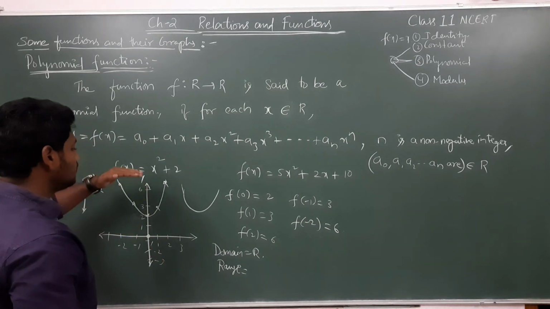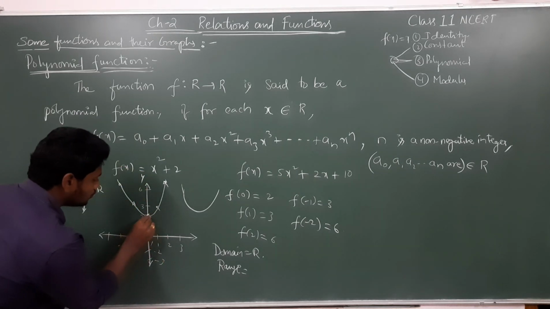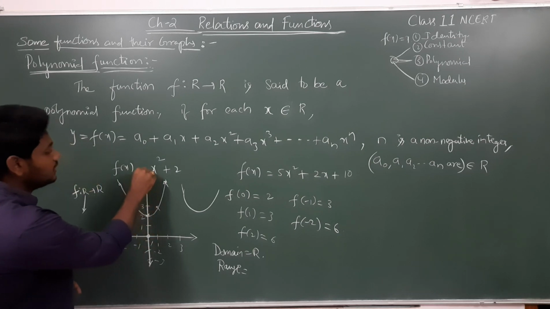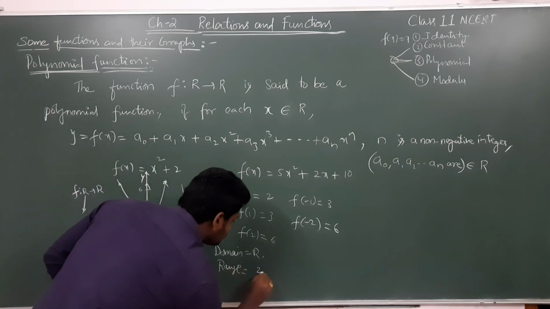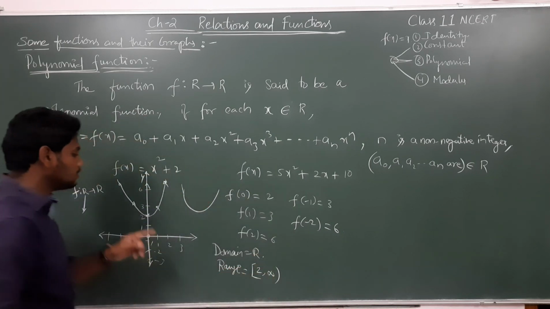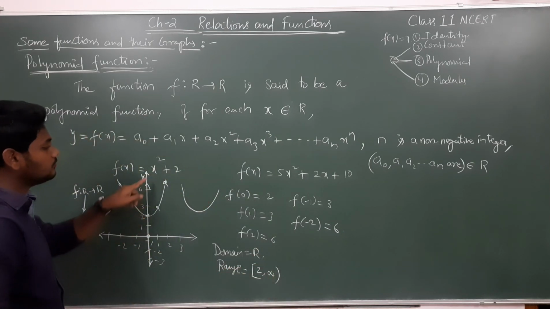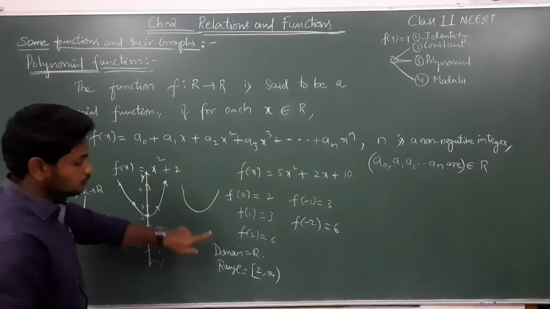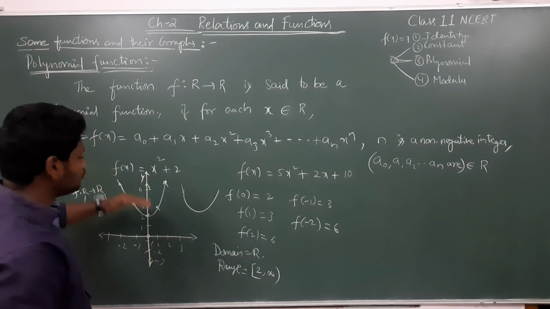Now from where to where will it be? If you observe, from 2 to infinity. Range is 2 to infinity. Infinity has an open bracket, and 2 has a close bracket. Why? Because 2 is also included. When will we get 2? If x equals 0. So domain is R, range is 2 to infinity.